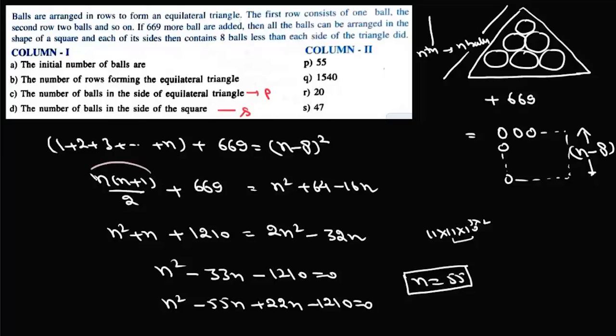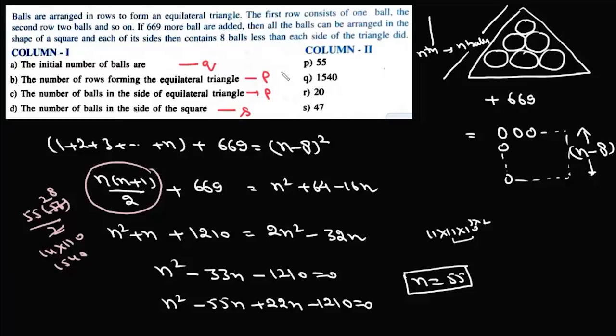Now the initial number of balls is n into n plus 1 by 2. So it will be 55 into 56 by 2. So this is 28, which is 14 into 110, which is 1540. So this A matches with Q. And the number of rows forming the equilateral triangle is again equal to n, which is 55. So this also matches with P. And that is the answer to this question.